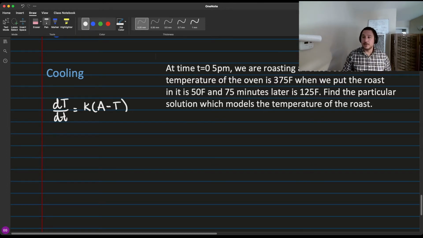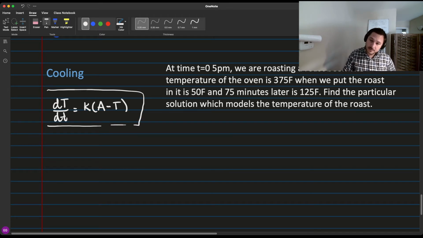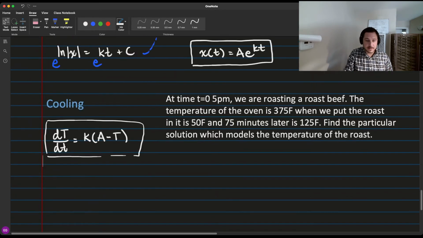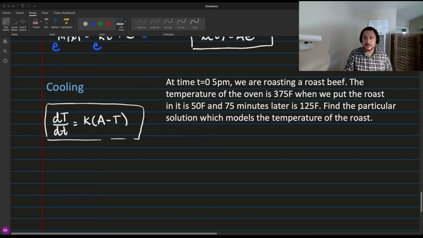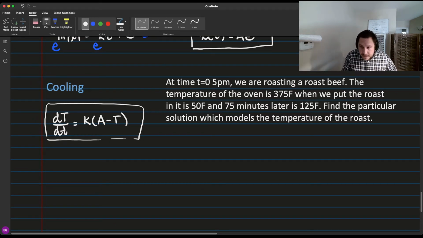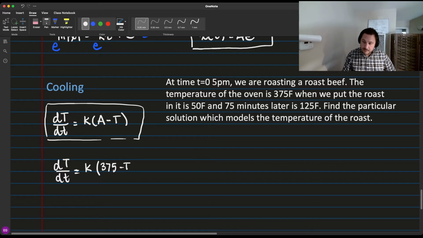Okay, so we know that this is the model that we're going to have to use for this. Oh, it's hiding the problem, my bad. Is that better? Okay, cool. Sorry about that. So we set stuff up. We know that the derivative of temperature with respect to time is equal to k times the outside temperature, the oven is 375, minus T, which is the temperature. So that has us set up.